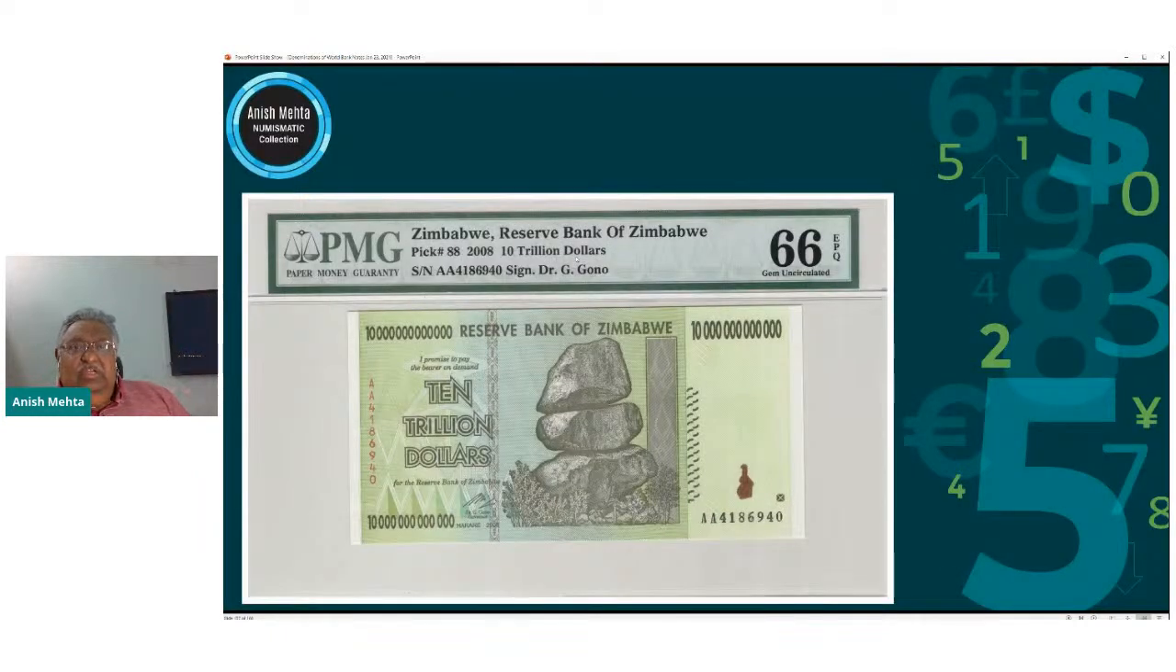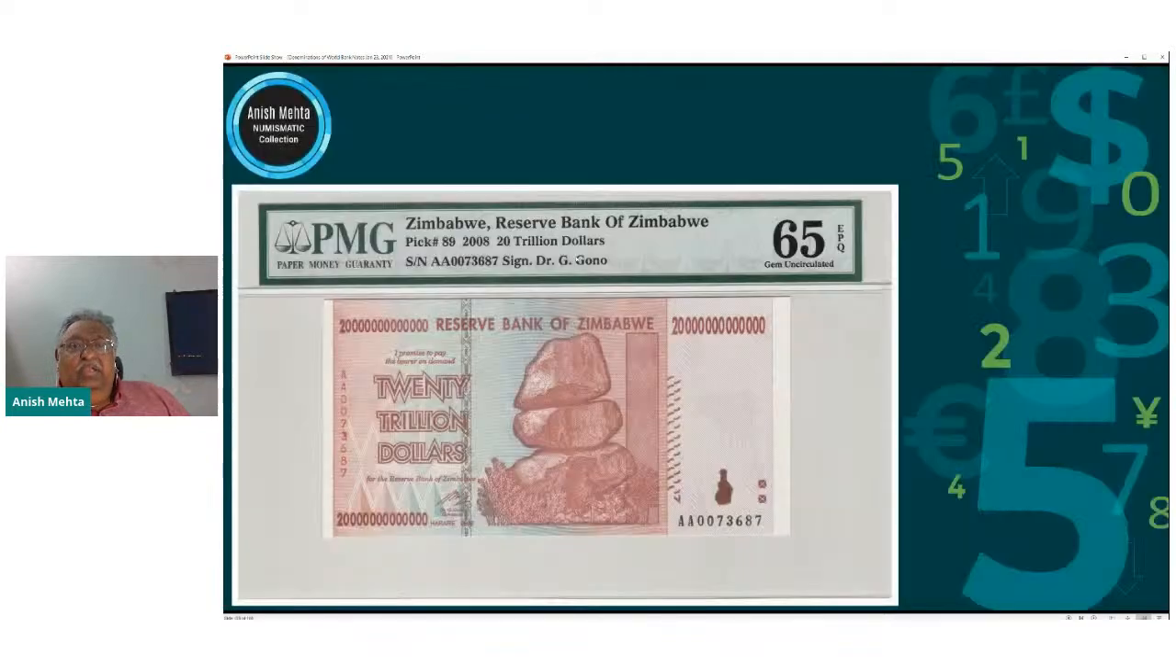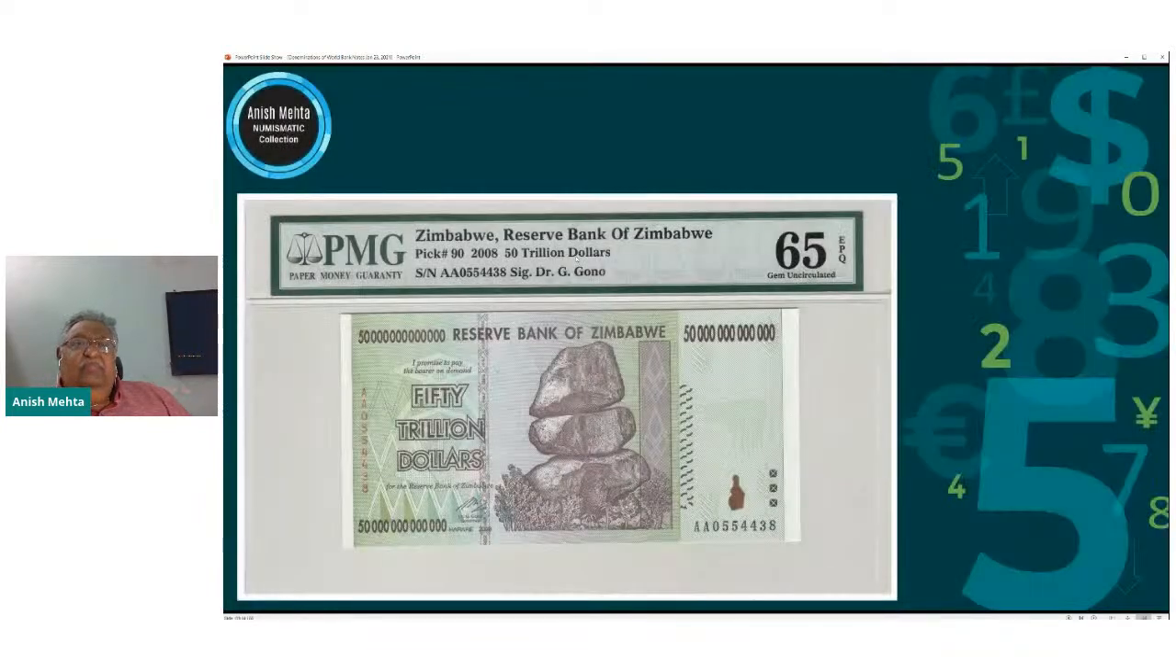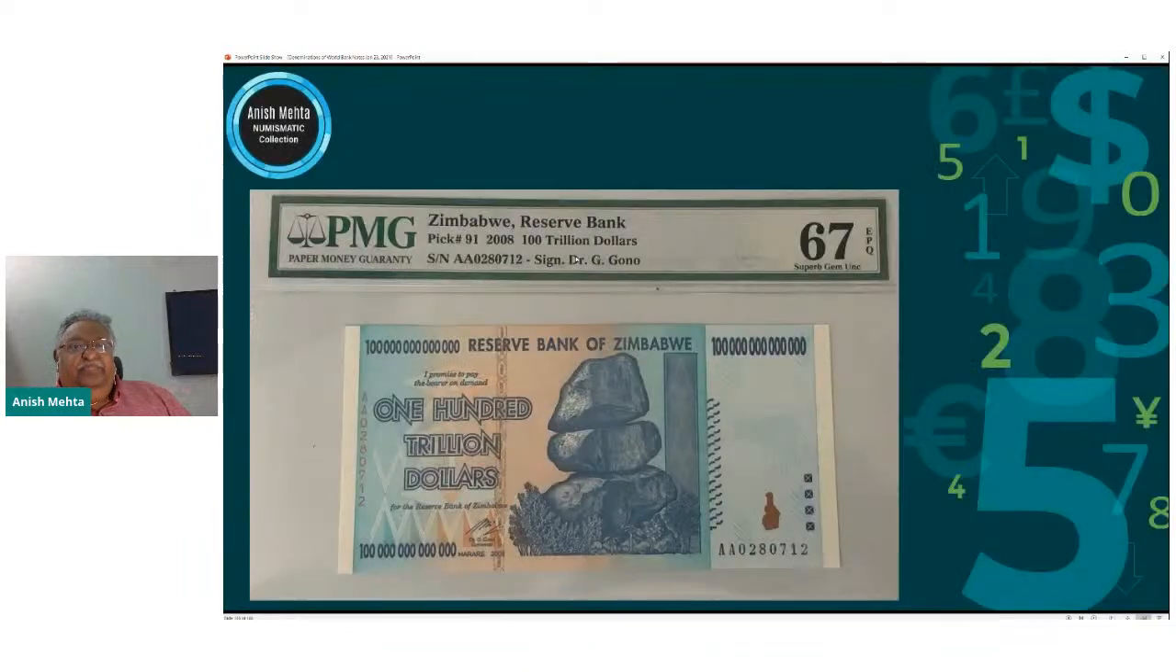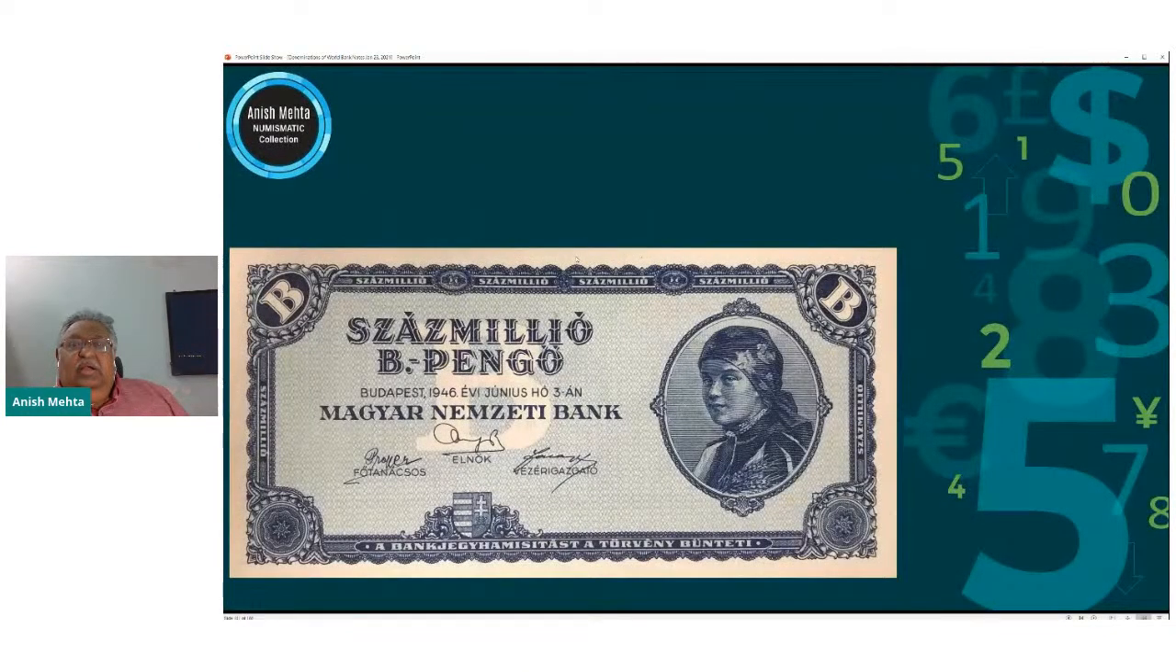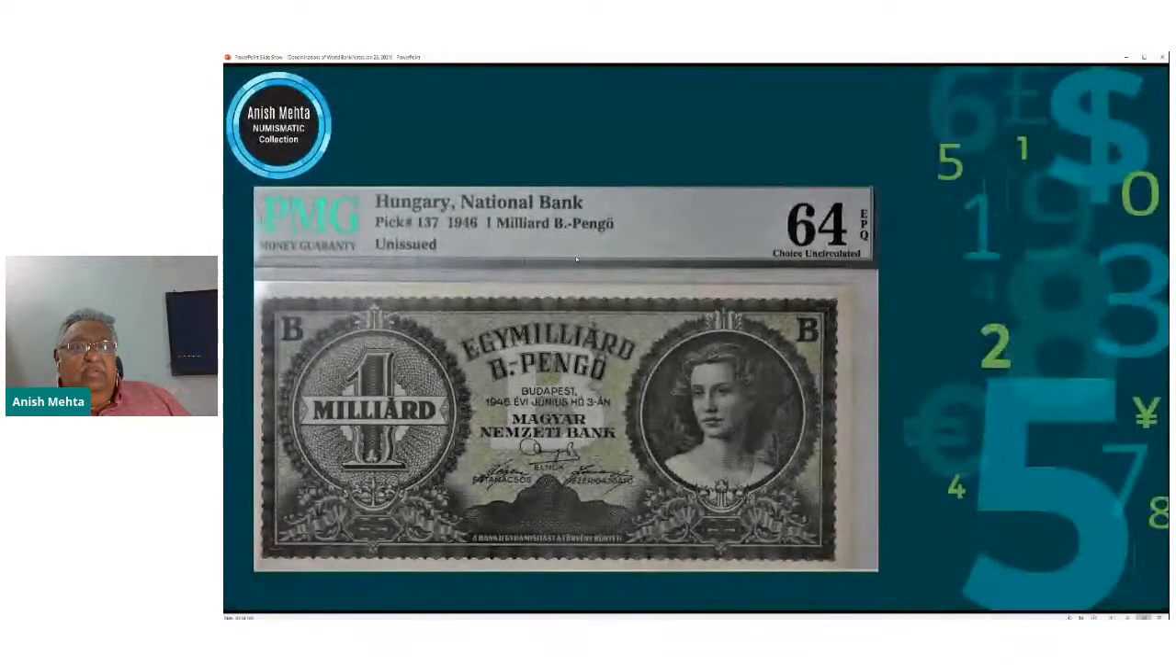This is the trillions from Zimbabwe. This is 10, 20, 50, 100. This is the highest denomination banknote which was ever issued, which is 10 raised to 19. This is the highest printed banknote, which is 10 raised to 20, but was never issued.